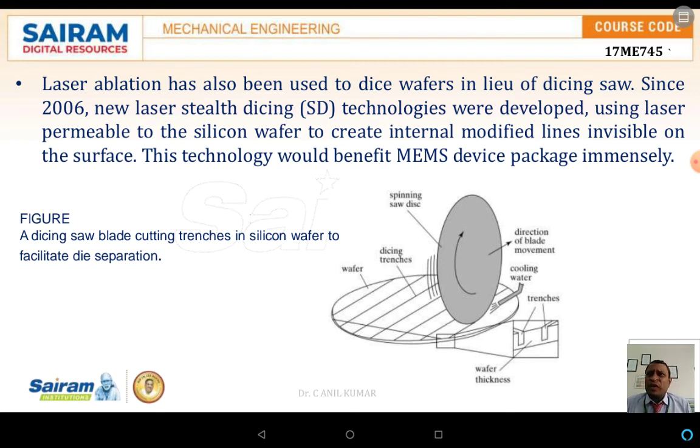Since 2006, and presently, they are using laser slit dicing technology, which has advantages over wafer dicing by the mechanical dicing method. The schematic diagram shows the spinning disc as well as the wafer where the slicing has been done.